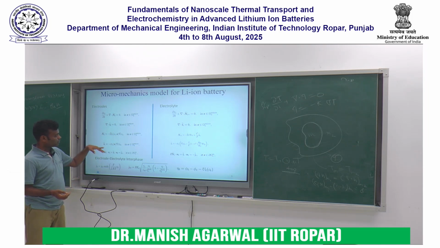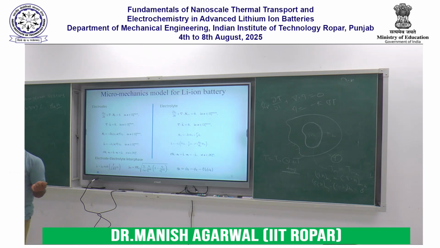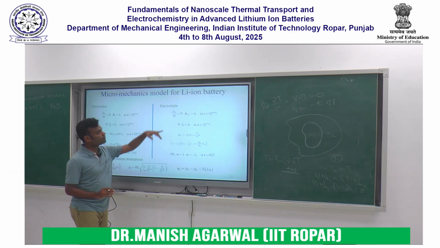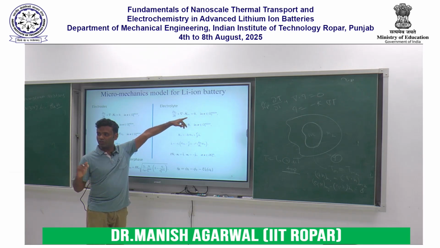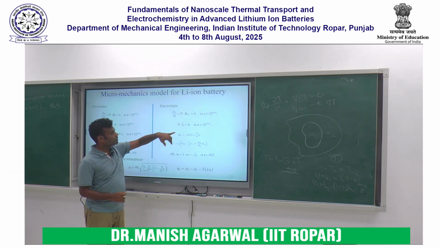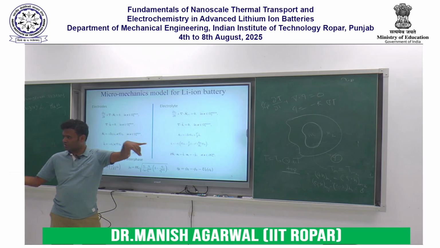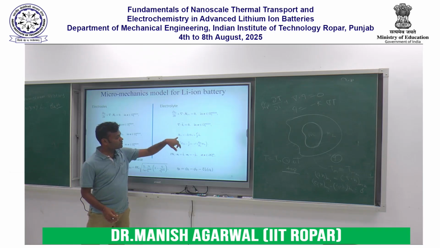The last one here is I_k equal to sigma_k del phi_k, where the sigma_k here is the conductivity, normal electronic conductivity. Okay, fine. So these are the four things that we have in the electrode. Now in the case of electrolyte, we have the conservation of the lithium ion. The second one is conservation of the charge again. Now this flux is related with minus D del c.